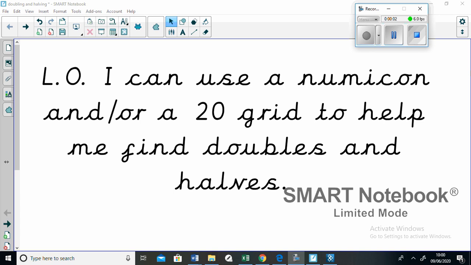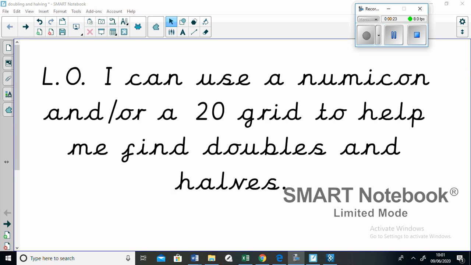Right then, Beech Class, let's think about doubles and halves. In this learning video, I'm going to introduce two tools which are really good for practicing and learning your double and half facts. I've included activities, hopefully, that will help develop these skills in a learning pack this week.